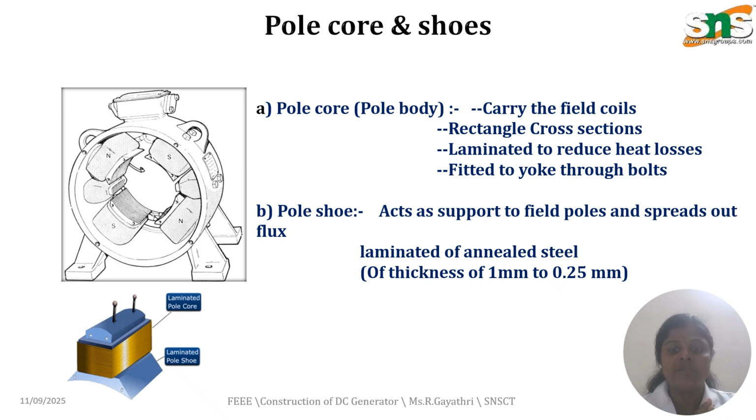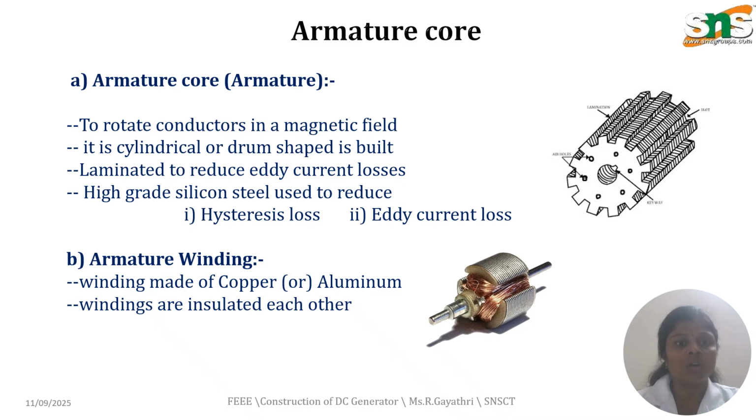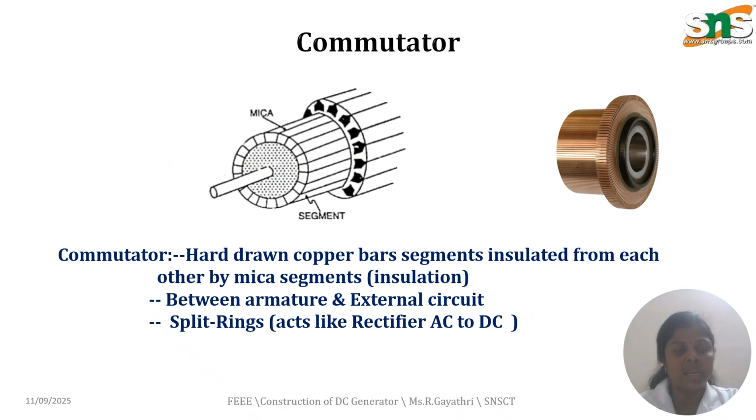The field coil is a magnetizing coil, also called an exciting coil. The armature core rotates the conductors in the magnetic field, and it is laminated to reduce eddy current losses. The armature winding is made of copper or aluminium, and the windings are insulated from each other and from the armature core. The armature core is used to reduce hysteresis loss and eddy current loss.